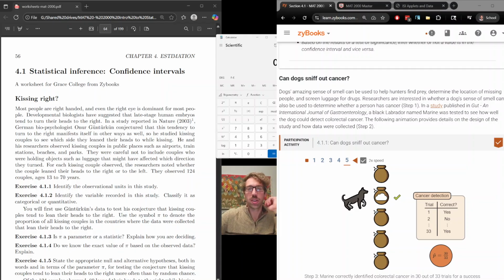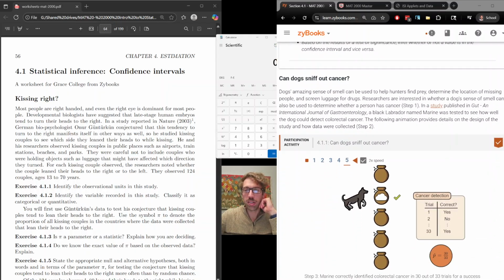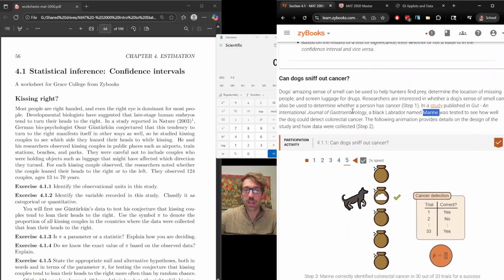So today we're talking about confidence intervals. You should have already done the reading on this amazing dog named Marine, who apparently can smell colorectal cancer.